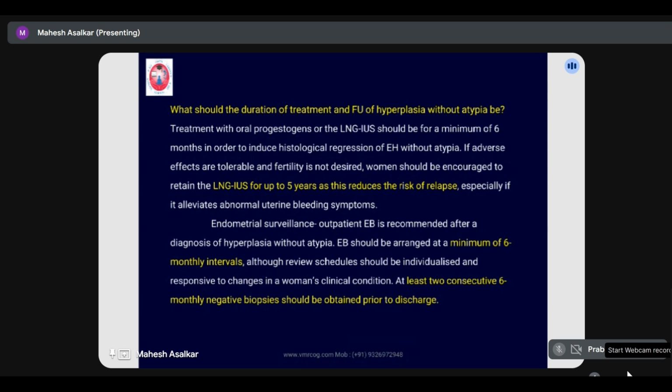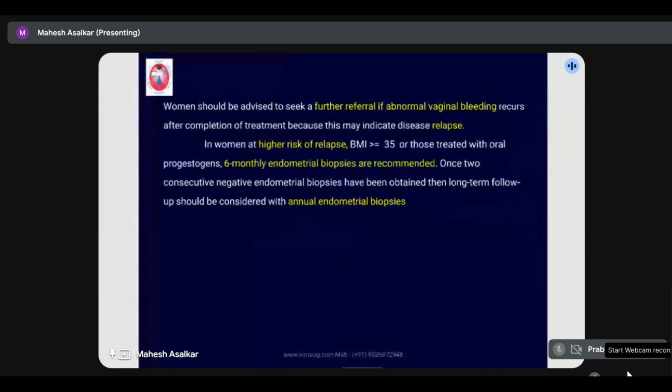However, if we have given oral progesterone, we will give it only for 6 months, and that patient will not be discharged, but will be on continuous annual follow-up after 2 negative biopsies. You got it? Yes, sir. So two negative biopsies at 6 monthly interval. Oral treatment will be annual follow-up. LNG-IUS will be discharged from the follow-up. You got it? Yes, sir.